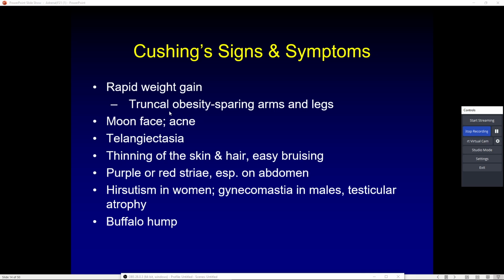Thinning of the skin, hair, easy bruising, purple-red striae, especially on the abdomen. They kind of look like stretch marks that won't heal. They're like fresh stretch marks that won't heal. That's how they look up here. I'll show them to you in just a second.